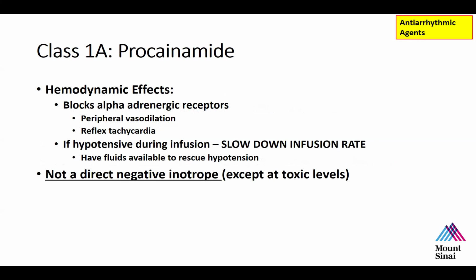Hemodynamically, like quinidine, it blocks alpha adrenergic receptors, and it can cause peripheral vasodilation and reflex tachycardia. And this is very important when using proc. If a patient becomes hypotensive, which I would say is more common than not, you want to slow down the infusion rate. And it's always prudent to have IV fluids available and on the IV pole ready to run when you're giving procainamide, because the effect on the alpha adrenergic receptors is quite profound and I'm not sure I've ever seen someone get proc at an appropriate dose that hasn't had at least a little bit of a drop in their blood pressure. Importantly, though, it is not a direct negative inotrope.